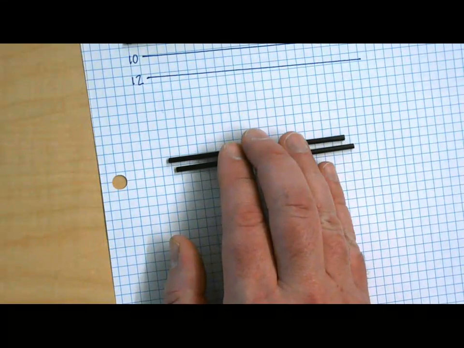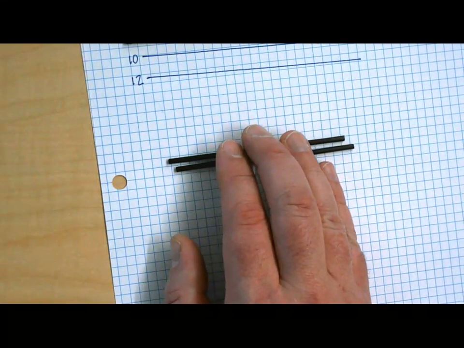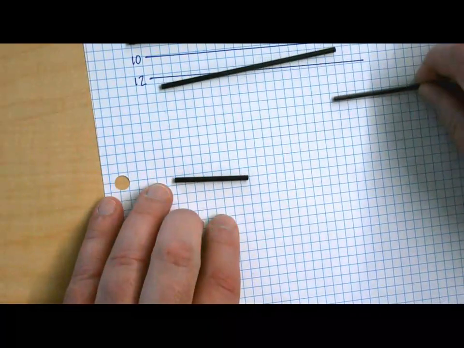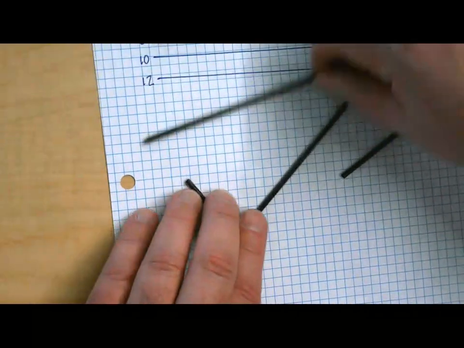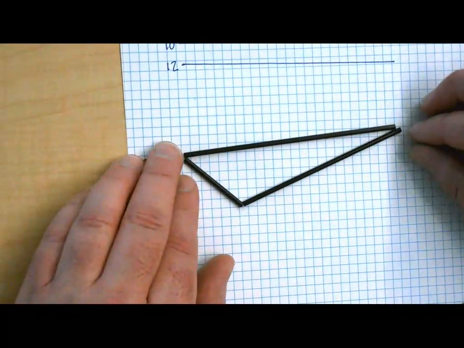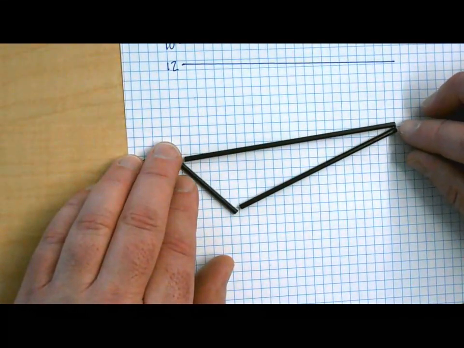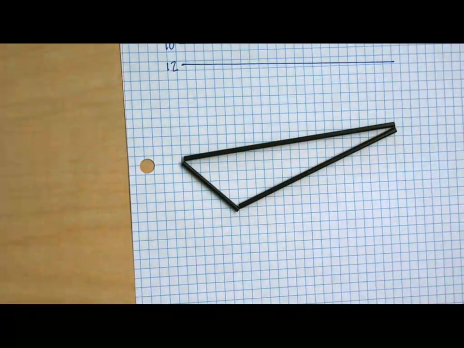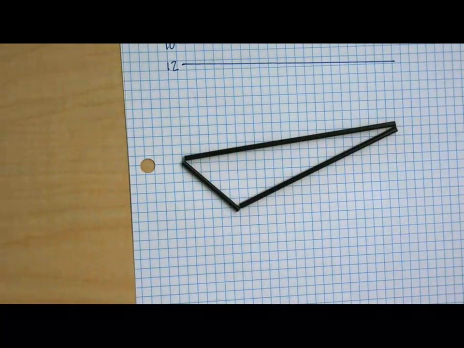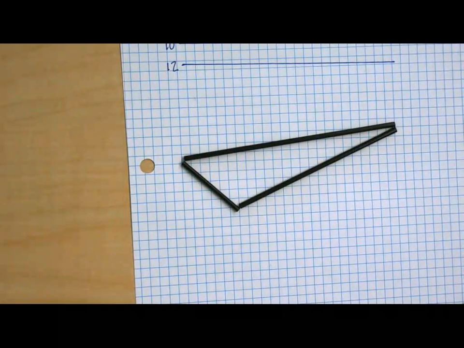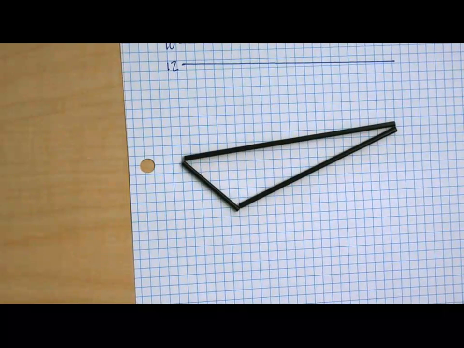Did anybody find anything else that did not work? What did you find? 4, 10, and 12. So I'm going to go with my 4, my 10, and my 12. I'm able to make a triangle with 4, 10, and 12. So that's a good example of one that we can make a triangle with. It's not a right triangle. It's a scalene triangle. It's an obtuse triangle, looks like. 4, 10, and 12. Any others you found that do not work?